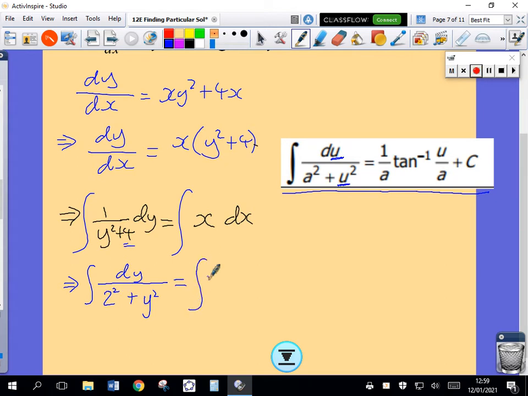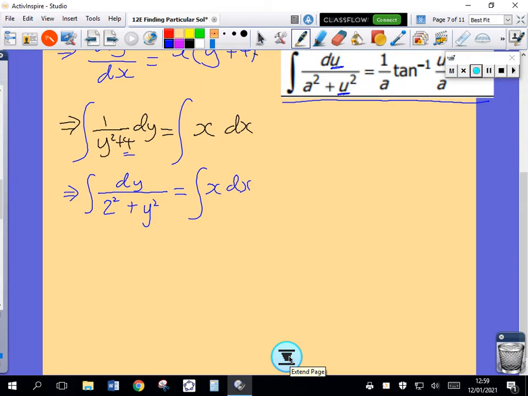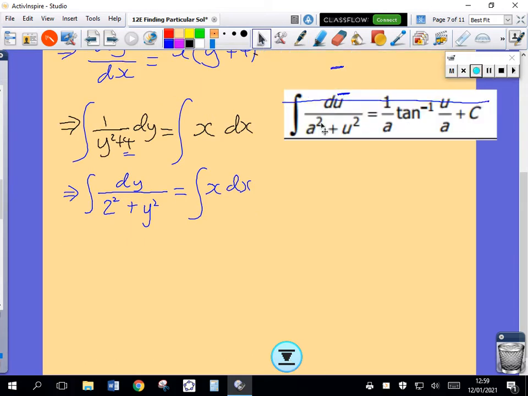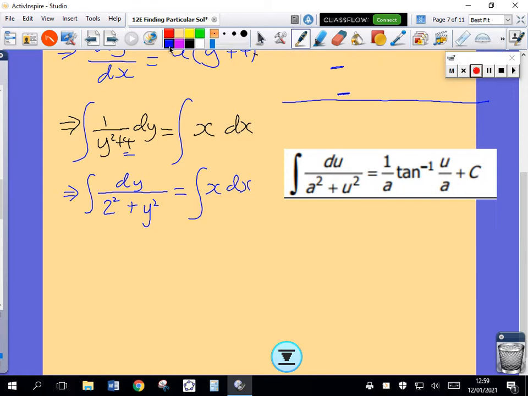And the antiderivative of x with respect to x. And now I'm ready to apply my standard integral here.